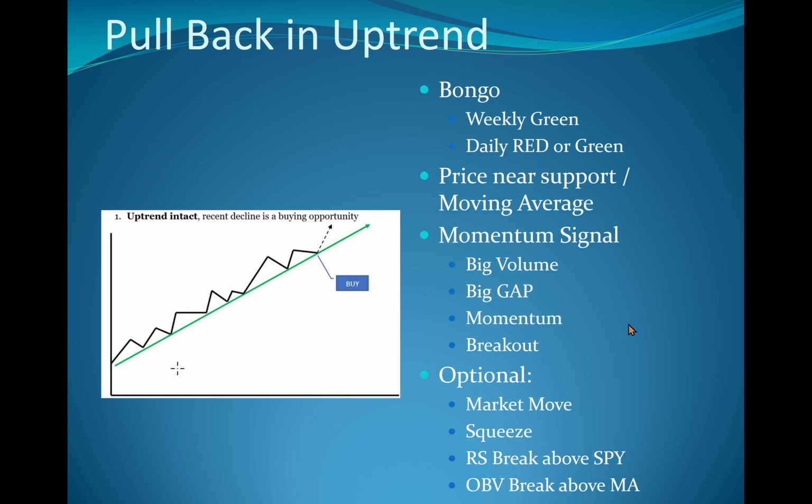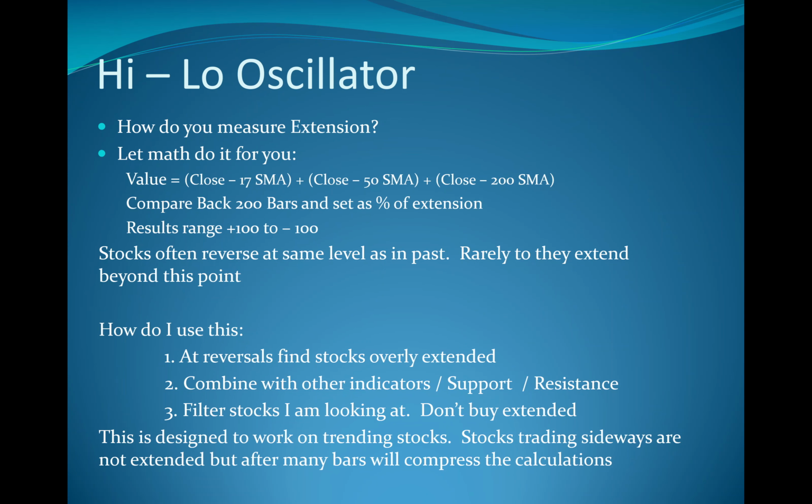Other things that I include in my package, one of them is called the high-low oscillator. Ian taught us about the high jump. You look at how far a stock is extended from the 17, the 50, the 200. You come up with a value from this formula. You look back 200 bars, that's how I do it, and then plot the percentage of where you are versus the 200 bars. Turns out there's a low jump, which is the same formula, but you have a negative number. I want to know, compared to the past, am I extended at the most it's been extended? Why? Because stocks reverse at the same level.